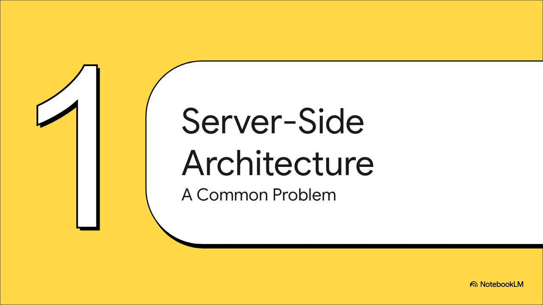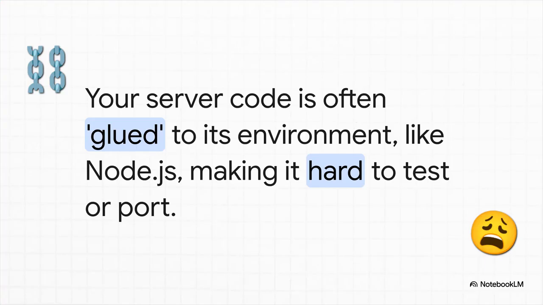So to really get why their solution is so good, we first have to talk a little bit about typical server-side architecture and the big problem that almost always crops up. And here it is, the core issue. Your server code gets completely glued to its environment. Like, if you're writing for Node.js, your code is pretty much trapped inside the Node.js world. And what does that mean? Well, it means testing your logic in isolation becomes a total nightmare. And pointing it to something new and exciting, like Bun, forget about it. It's a massive, painful project.